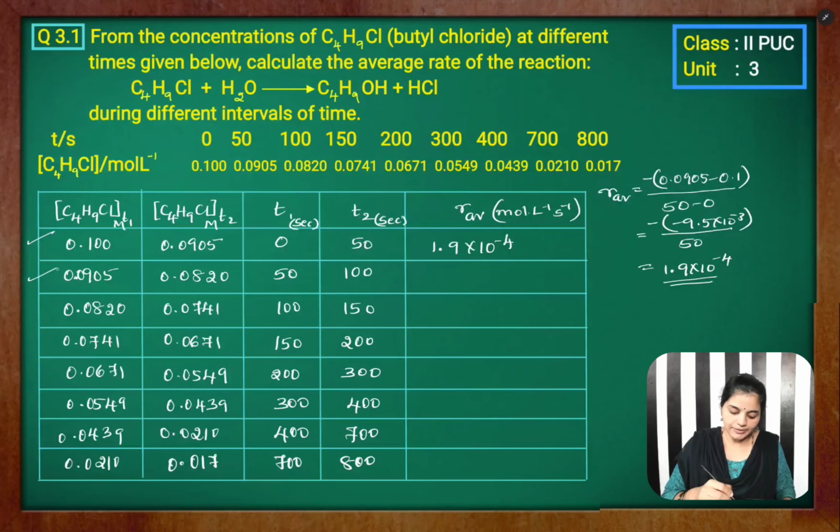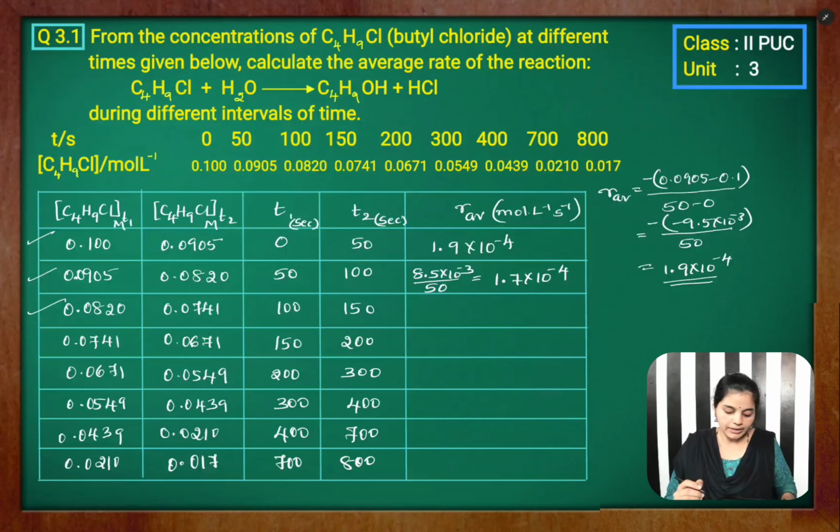Now coming to the second, here concentration at T2 is 0.082 minus 0.0905, which is equal to minus 8.5. Minus of minus would become plus 8.5 into 10 to the power minus 3, divided by 100 minus 50, which is equal to 50, which is equal to 1.7 into 10 to the power minus 4 mole per liter per second.